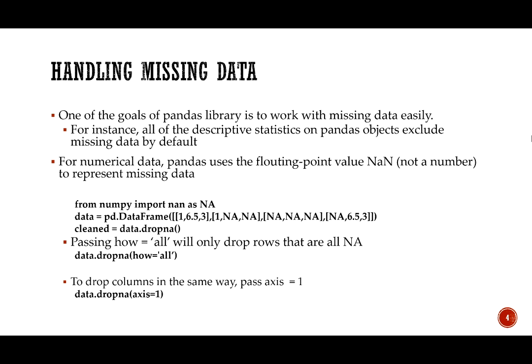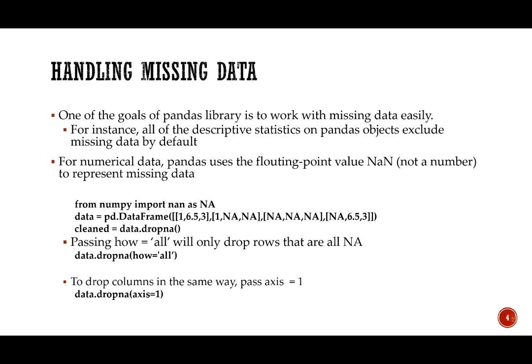One of the benefits of the Pandas library is that it lets you work with missing data easily. For instance, all of the descriptive statistics on Pandas objects exclude missing data by default. So there are different ways to handle missing data. We can drop them or we can replace them with some values. So we are going to talk about each strategy.